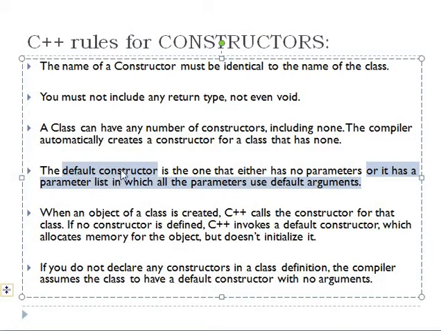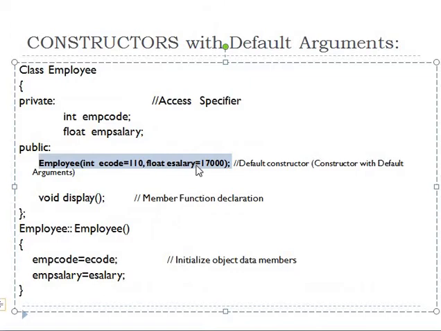Now, even if a constructor has parameters, we can still treat that constructor as a default constructor, provided that if it has parameters, then all the parameters should use default arguments. Now let's check it out here.